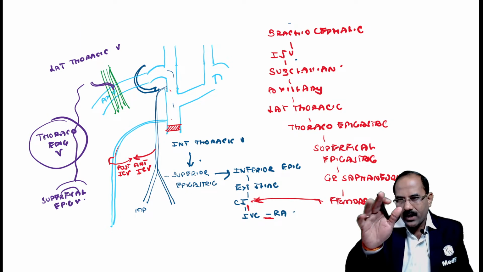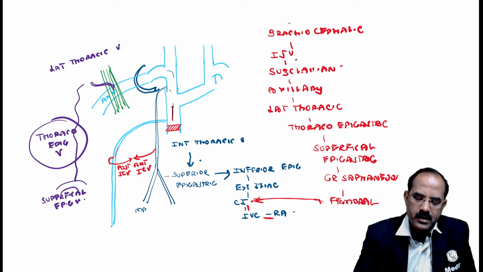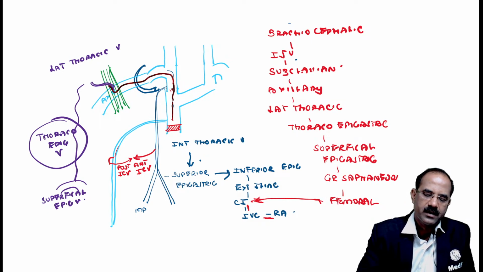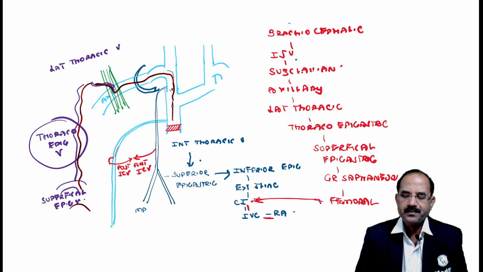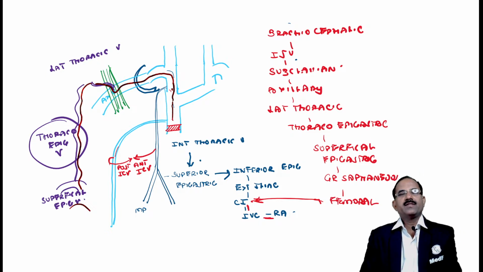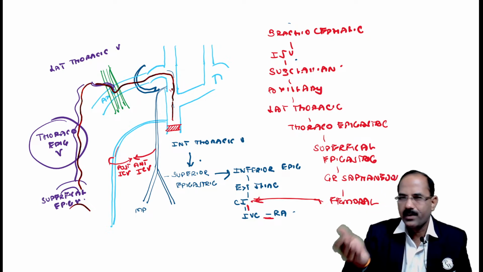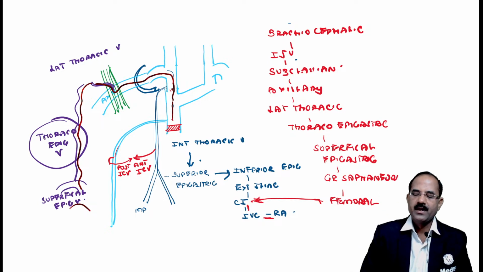So the blood will be going in the reverse direction. Look here, once again, I'm telling you. The obstruction is here, the blood goes upwards. That's the brachiocephalic, the internal jugular, the subclavian, the axillary, the lateral thoracic, the thoracoepigastric, the superficial epigastric. Superficial epigastric drains into what? Great saphenous. Great saphenous drains into femoral, external iliac, common iliac, IVC, right atrium. Is this clear to all of you students? A very important MCQ.